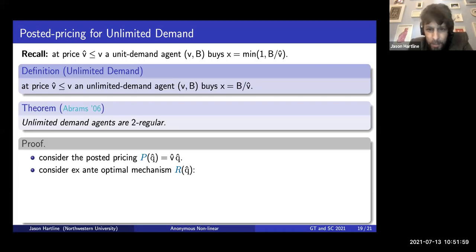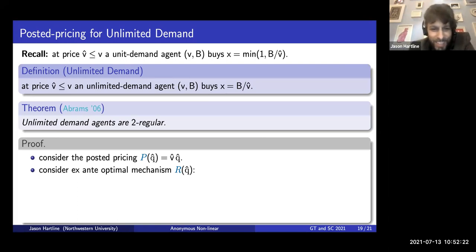So let's look at that price. If I post a price, let V hat be this price. In other words, if I sell with probability Q hat and I post a per unit price of V hat, well, then what's my total revenue? It's the per unit price times the quantity I sell, and the quantity I sell is Q hat, so it's Q hat times V hat.